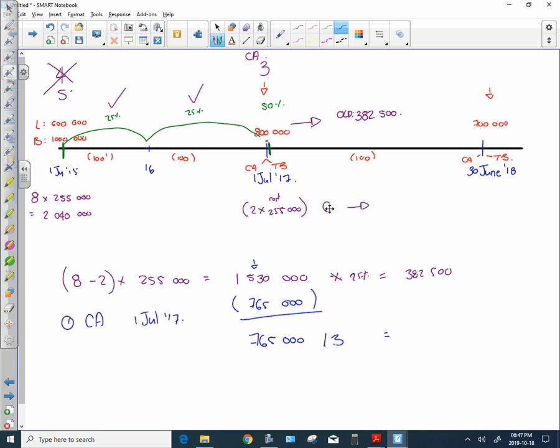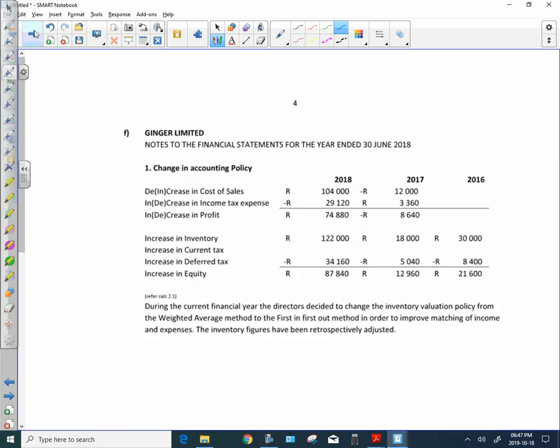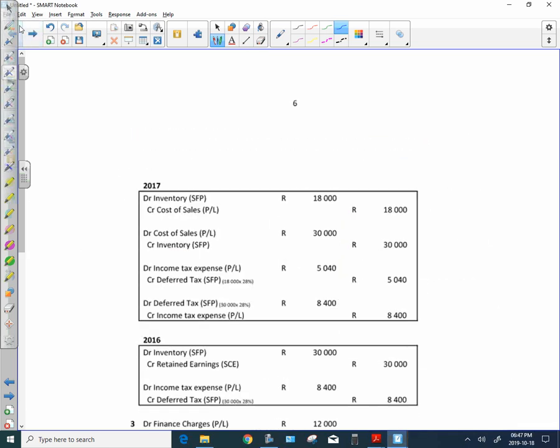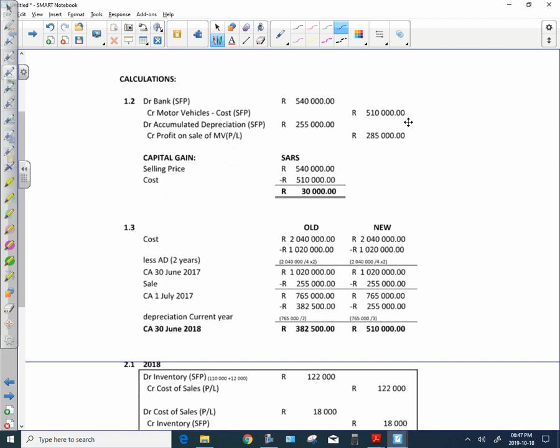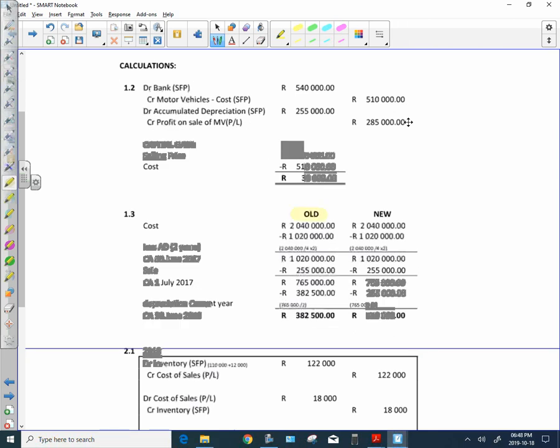How much is that? 255. Okay, that's interesting. So 255 is my new depreciation. You guys will see I did do a calculation. If you want to see it in a little more detail, just go here and you'll see there's a comparison between the old and the new.